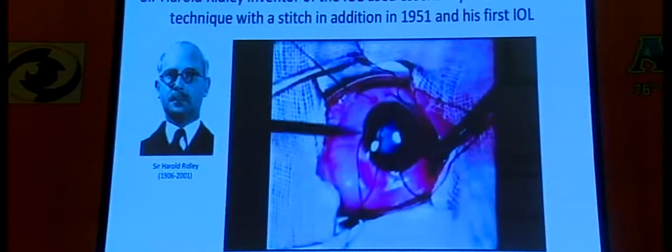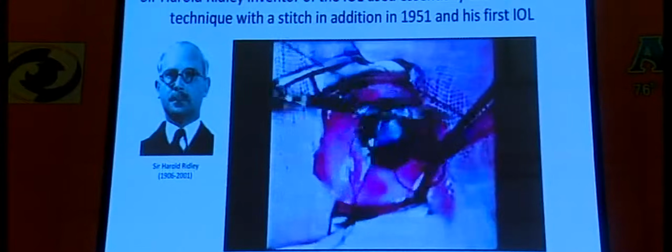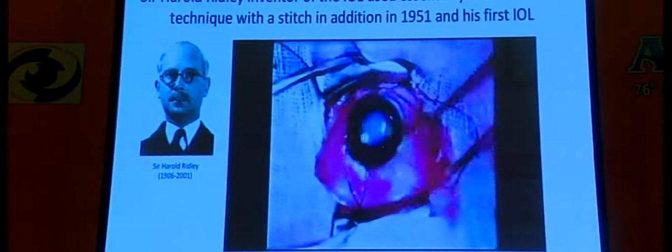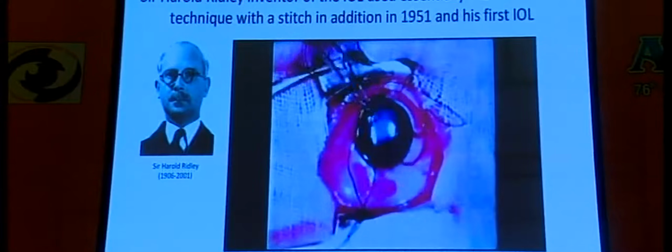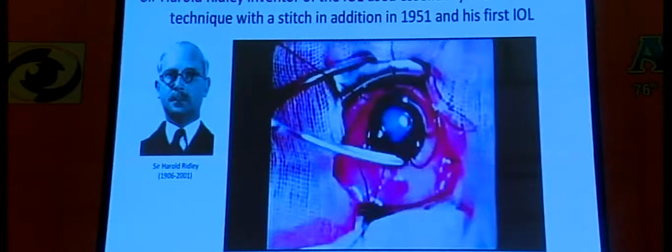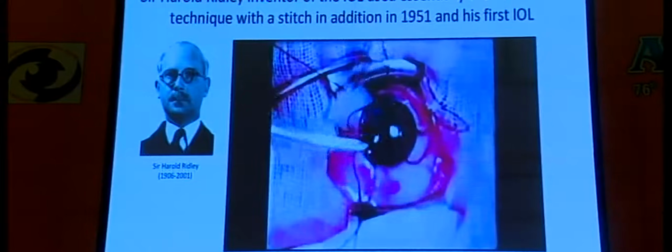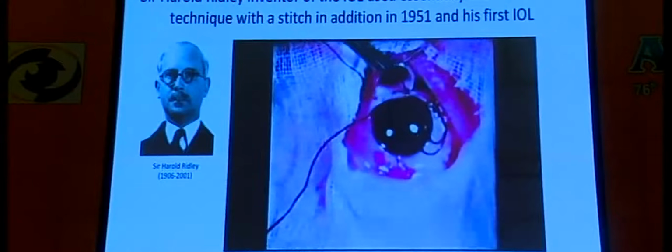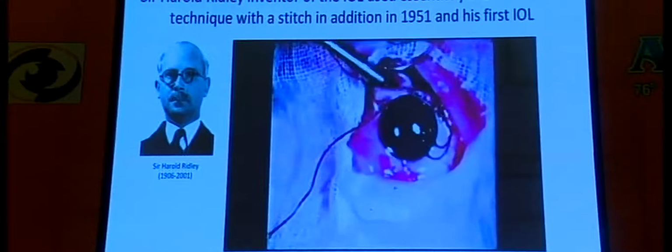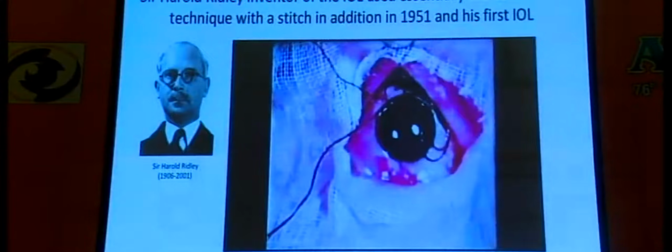Then Harold Ridley came on the scene with his first lens, and he used the Von Graf's technique. And this was the first video recorded for a cataract surgery with an intraocular lens by Dr. Harold Ridley. So this is the first lens going within the eye in the history of ophthalmology. And he did suture it up.